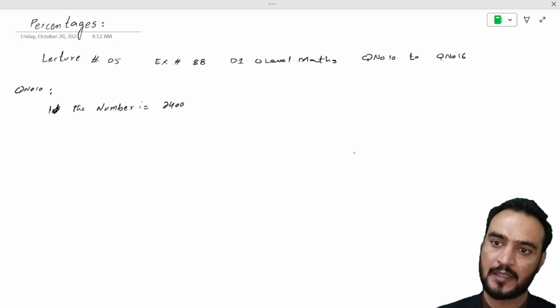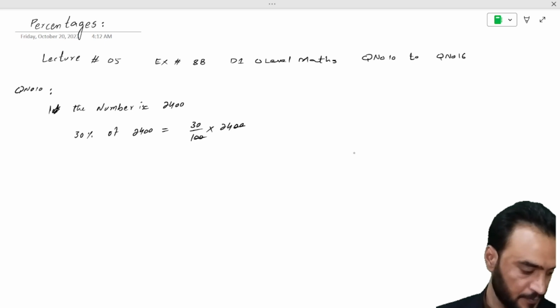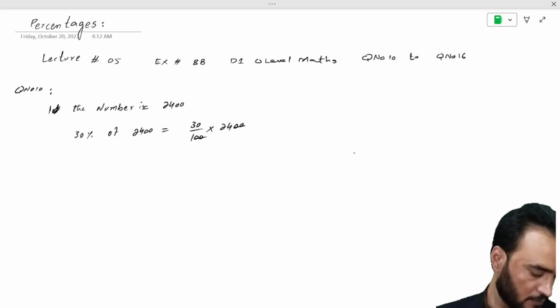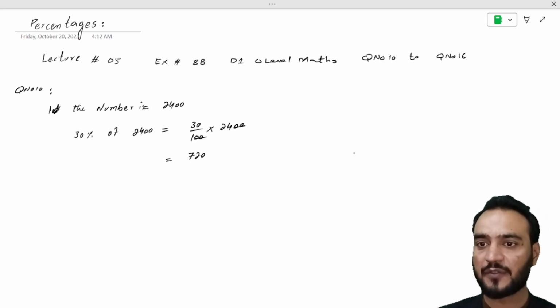The number is 2400 and first we increase it by 30%, so we will find the 30% of 2400. So 30% of 2400 is equal to 30 divided by 100 multiplied by 2400. Simplifying it, we get 24 times 30, 720. So this number is equal to 720. So 30% of 2400 is 720.